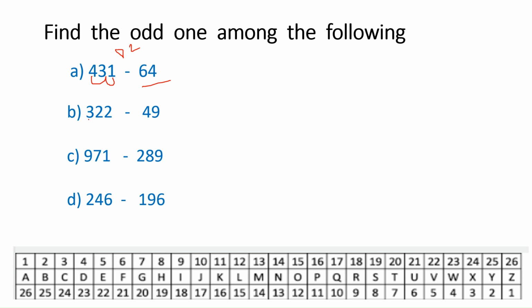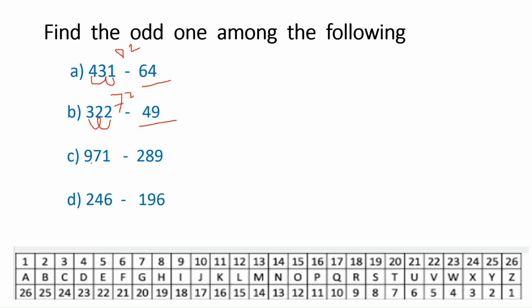So next we'll see. 3 plus 2 is 5. 5 plus 2 is 7. 7 square is how much? 49. Then this is also right.